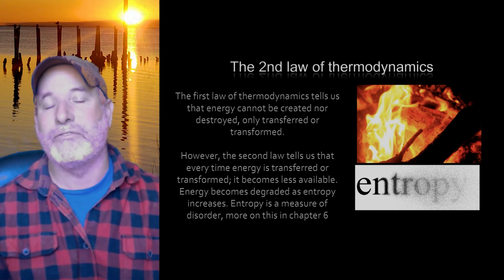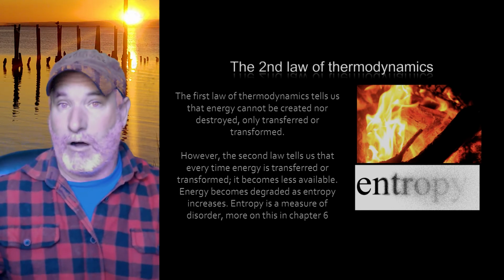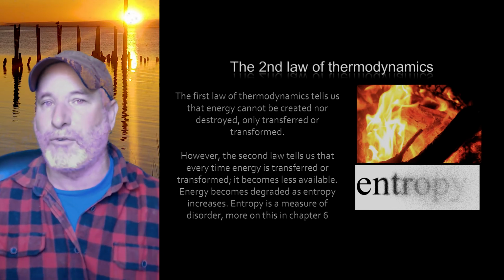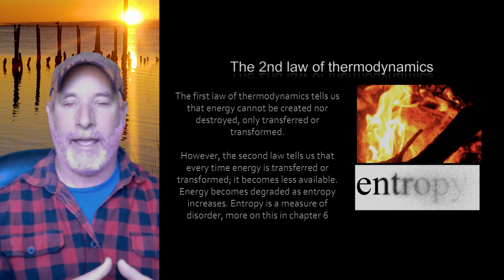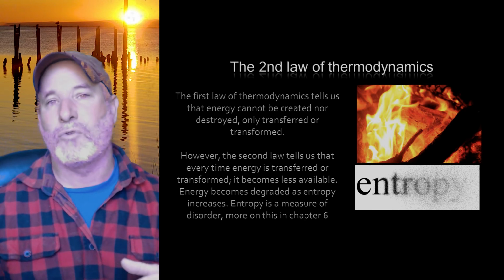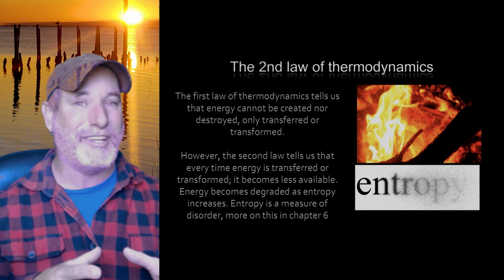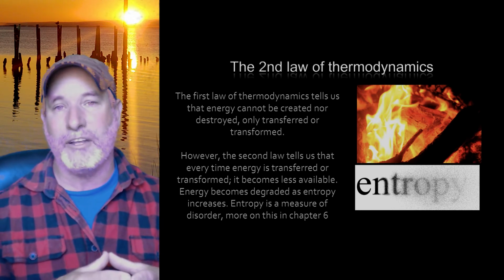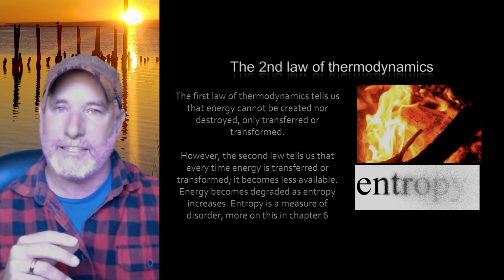It becomes less available to do work. So even though you have all the energy the universe started with, as we continually use it, as we transfer it or transform it, it becomes less available to do work. And this thing called entropy increases. Entropy is, of course, a measure of disorder. And oh man, I'm telling you, disorder is a stable state. And that's where the universe wants to go. So every time we use energy, we're generating entropy in the universe. And I will talk much more about that in chapter 6.